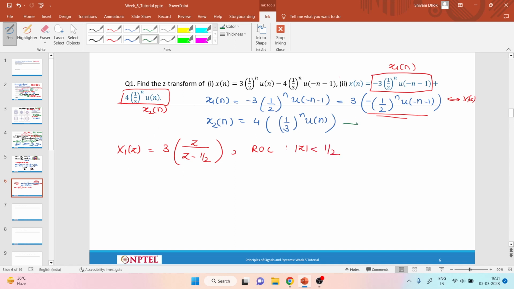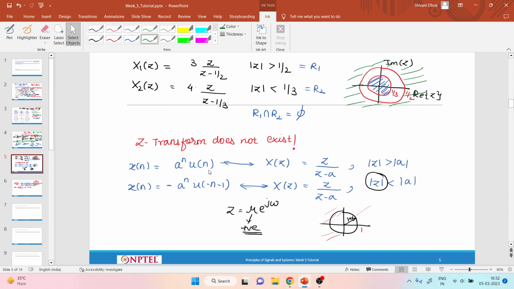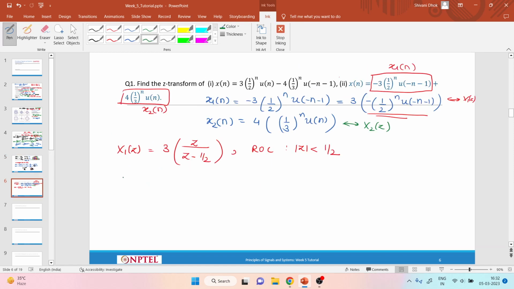Similarly, let's say this has z transform of x2 of z, and this is of the form a power n u[n], and here the z transform is z upon z minus a, magnitude of z greater than magnitude of a. So if I consider that, then x2 of z, which is z transform of this signal, will be 4 multiplied by z upon z minus 1 by 3, and region of convergence is magnitude of z greater than 1 by 3. So let us draw this intersection part of these two ROCs.